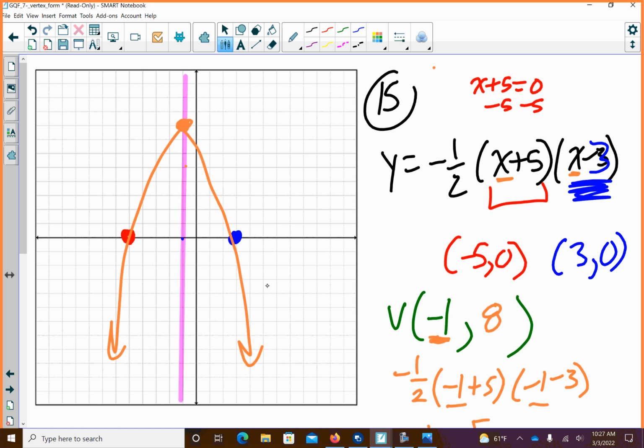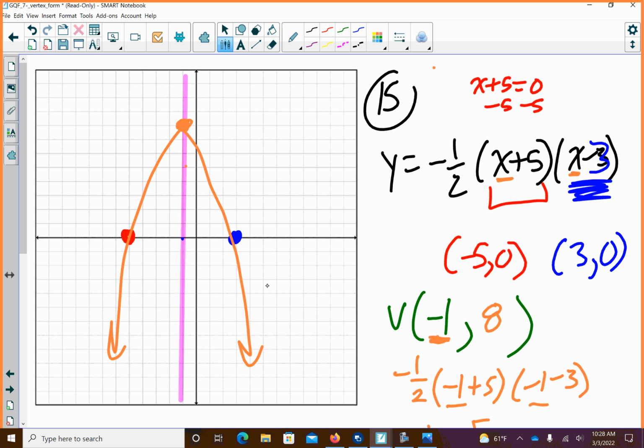Does it make sense that this parabola is opening upside down? Yeah, what's making it open upside down? The negative on the 1/2. Agree? So what happens when you have a fraction, a fraction being between 0 and 1, so like 1/2, 1/3, 1/5, 1/8, 1/10, that makes your parabola fatter and fatter and fatter.